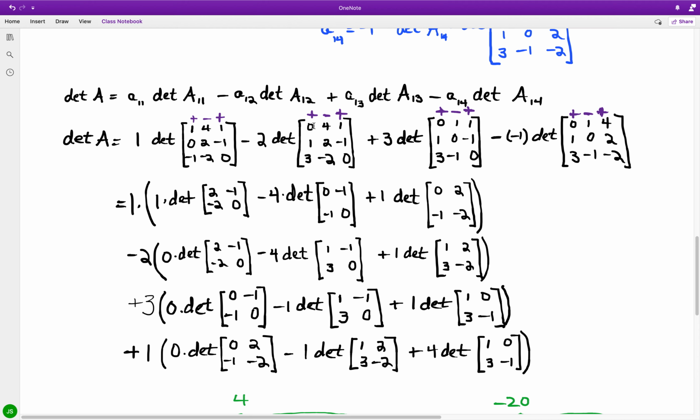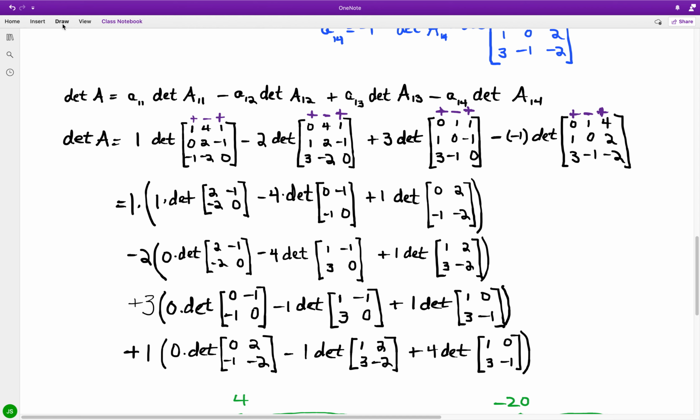And then for the next I have minus 2, and just following through, I have 0 times the corresponding determinant, and I have minus 4 times the 2 by 2 determinant that corresponds, and I have plus 1 times the corresponding determinant. Then next I have plus 3, times 0 times the corresponding determinant, and I will have minus 1, and then plus 1. Next in line, we have plus 1, looking at what we have column by column: 0, 2, negative 1, negative 2, minus 1, 1, 2, 3, negative 2, and plus 4, and I have 1, 0, 3, negative 1.